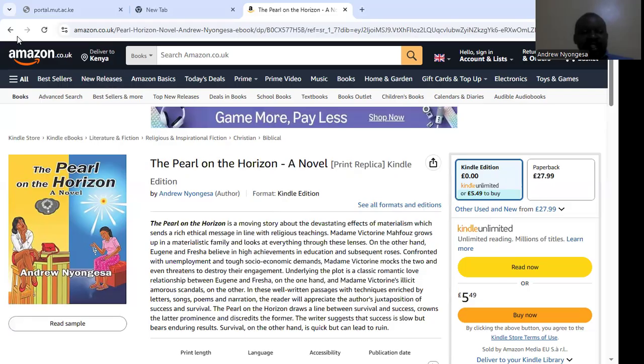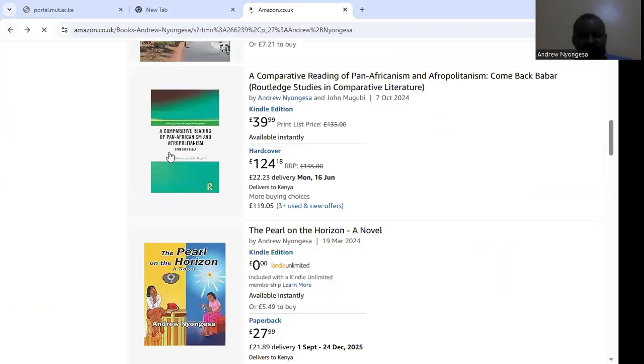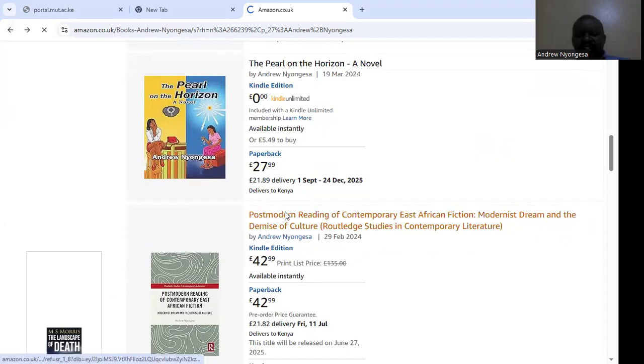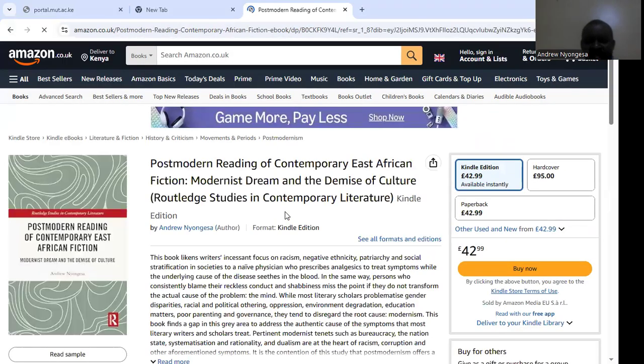And then the next book is Postmodern Reading of Contemporary East African Fiction. Now, this one is a critique of modernism. It's actually a scholarly work in which I critique modernism using postmodernist thought. And my major scholars are Nietzsche, Heidegger, and Jacques Derrida. I use the three scholars to deconstruct the tenets of modernism.